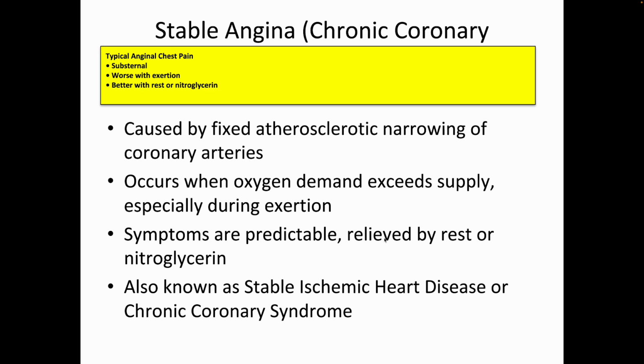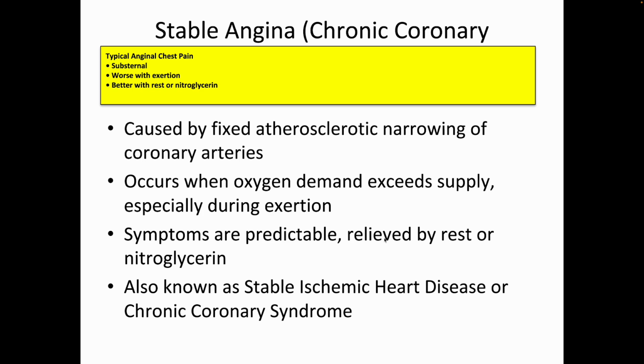So typical chest pain has three specific characteristics: it has to be substernal, so behind the sternum, worse with exertion, and then better with rest or nitroglycerin. So this is what we call classical chest pain. Now, the words typical or atypical are less used nowadays, and it's more classical and non-classical chest pain.